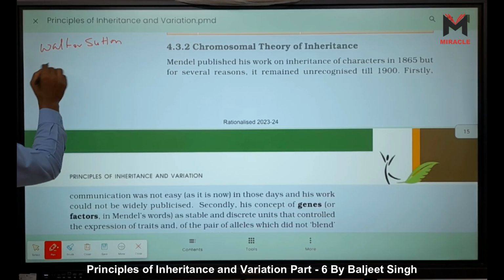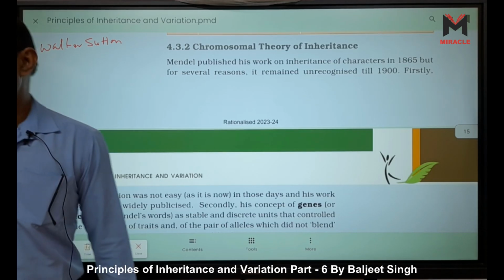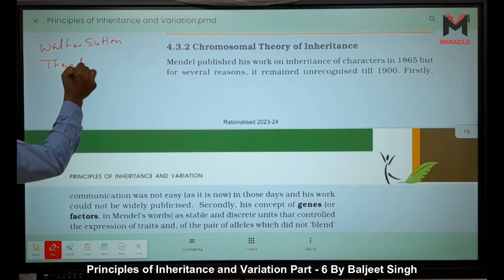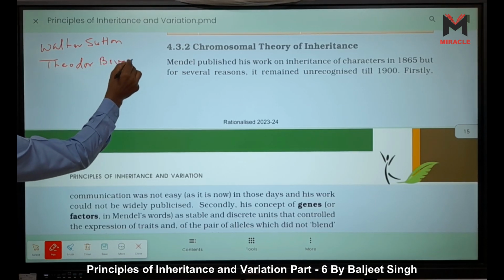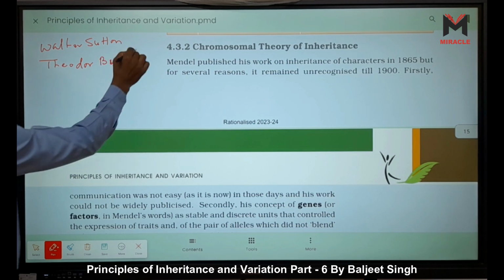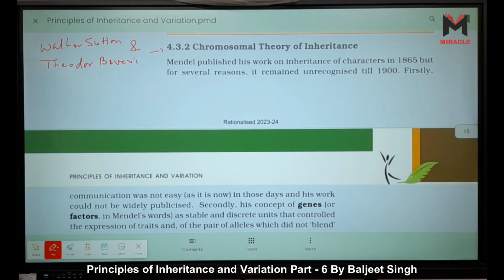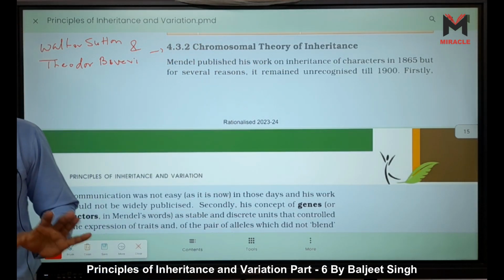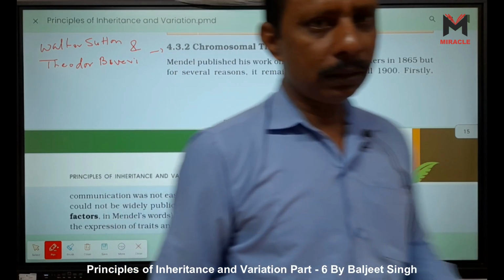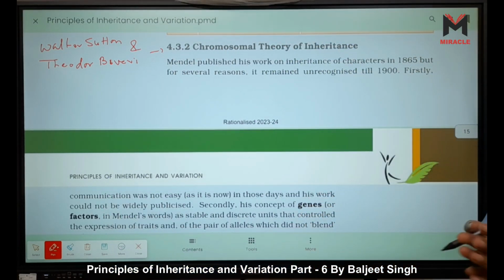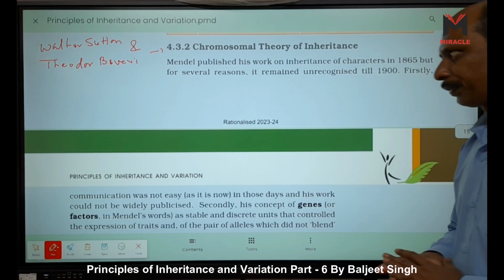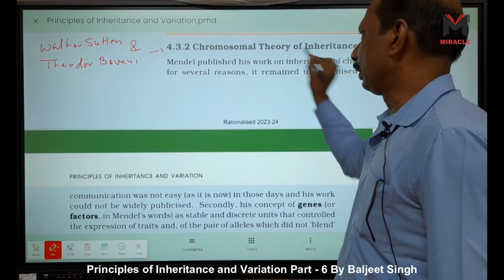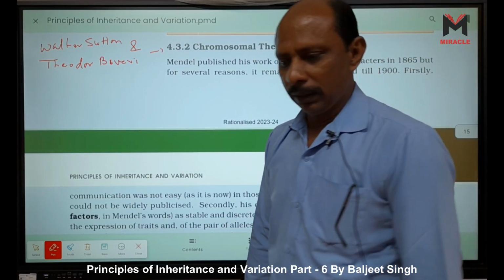The first is Walter Sutton and the second one is Theodore Boveri, right? So they proposed this theory, the chromosomal theory of inheritance, because they first saw in cell division that the chromosomes separate and move toward the opposite poles in anaphase, right? Then they proposed this chromosomal theory of inheritance.